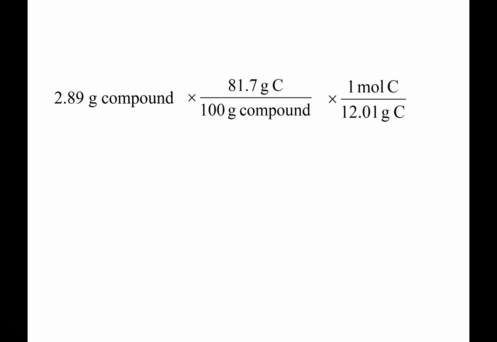So how would I use weight percent? What would that term look like? 81.7 grams of carbon over 100 grams of compound. Exactly. That's by definition what weight percent is. So how can I get to moles of carbon then? Molar mass of carbon. Yeah, what you guys told me is 12.01. So we're going to have to use the 1 mole of carbon over 12.01 grams of carbon. Perfect.